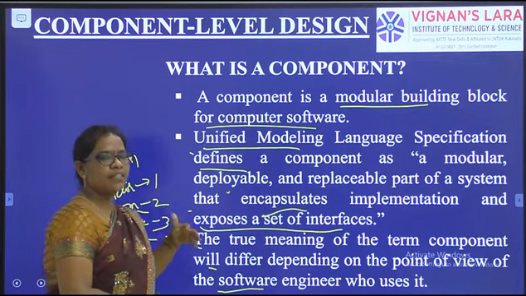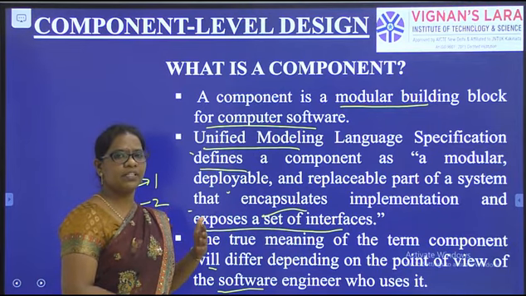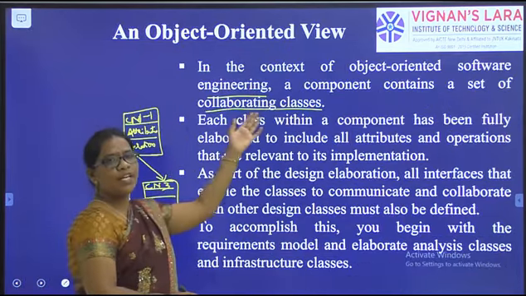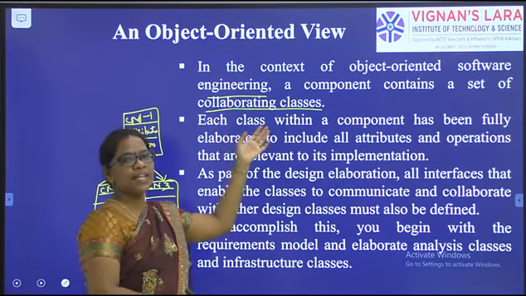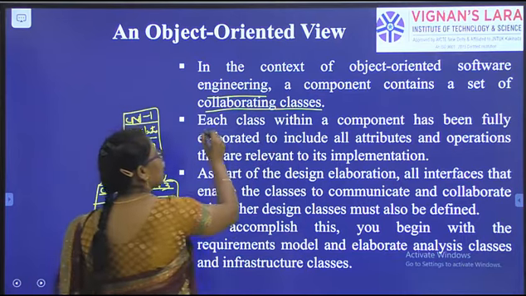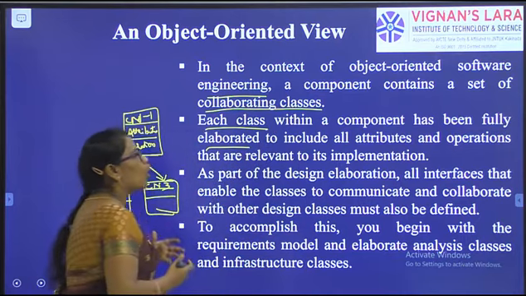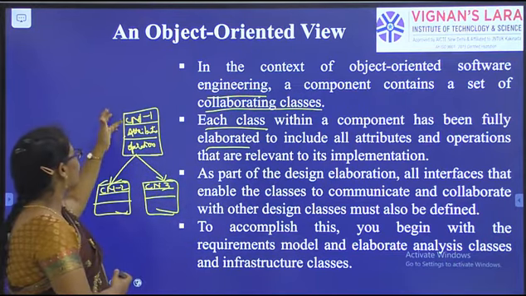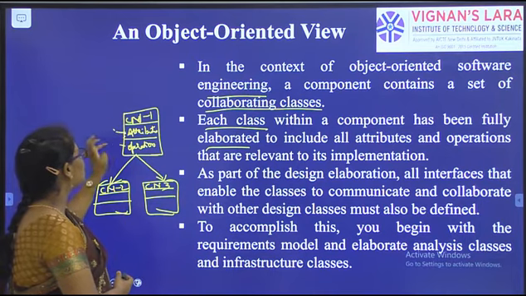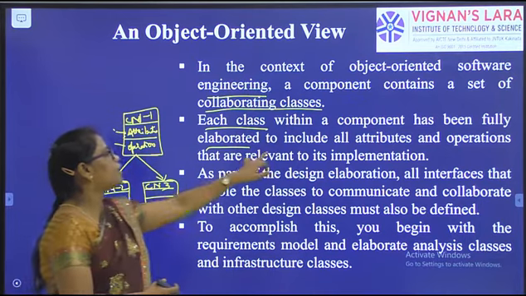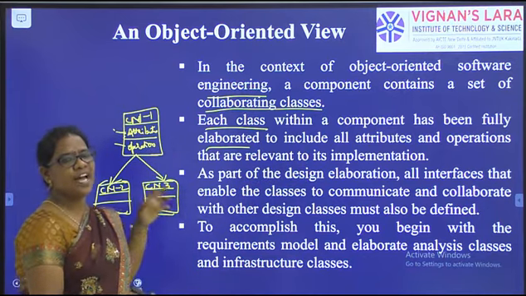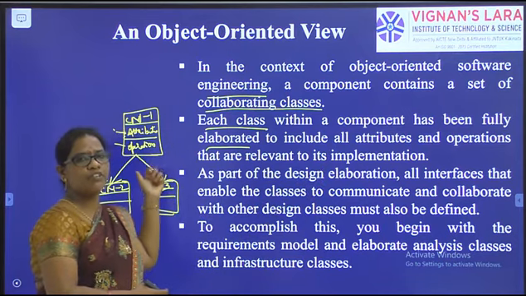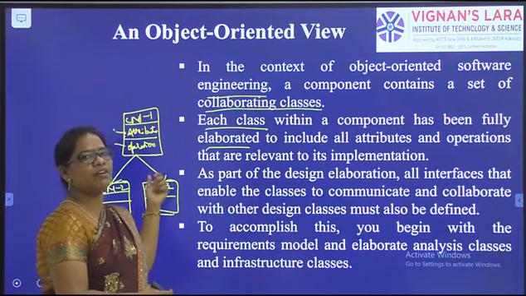But we also said that this component definition will differ according to the users. So in the object-oriented view, the component is defined as a set of collaborating classes. Each class within a component is fully elaborated to include all attributes and operations that are relevant to its implementation. I said the class is composed of attributes and operations. In order to implement that class, what attributes are required, and what operations are required?